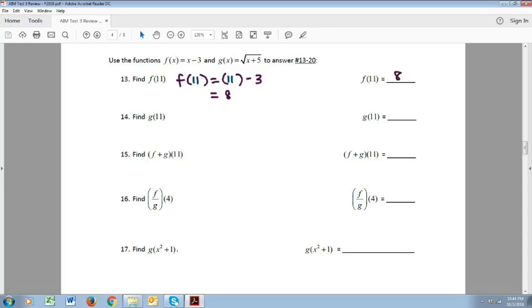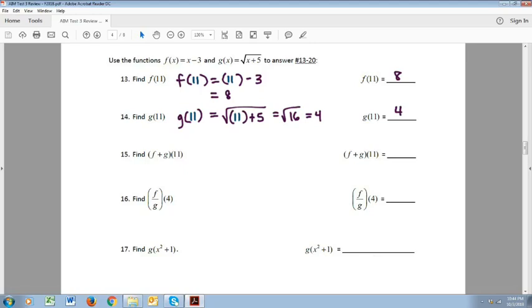g of 11, now we're using the g function. Be careful to always use the correct function. So here we're going to take the square root of our input plus 5. So we're just replacing x with 11 here again. And so this will be the square root of 16, which is 4.